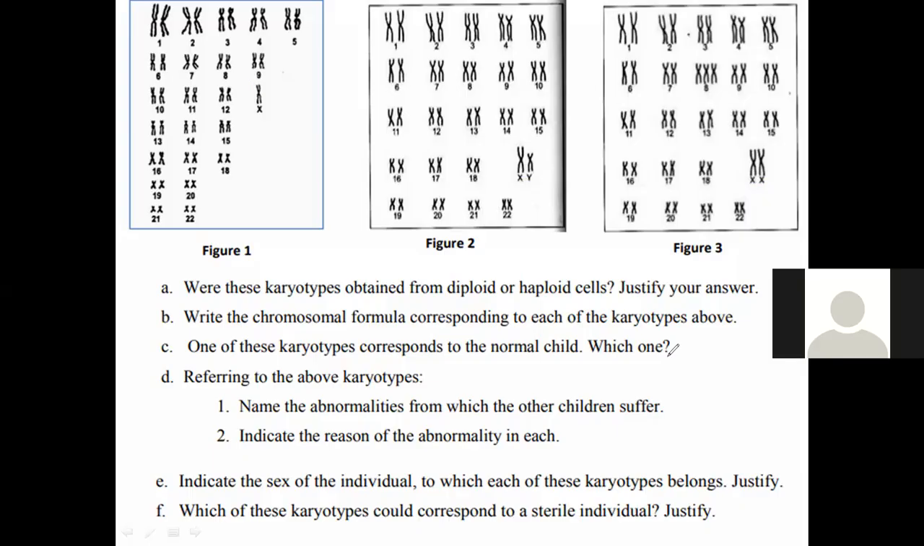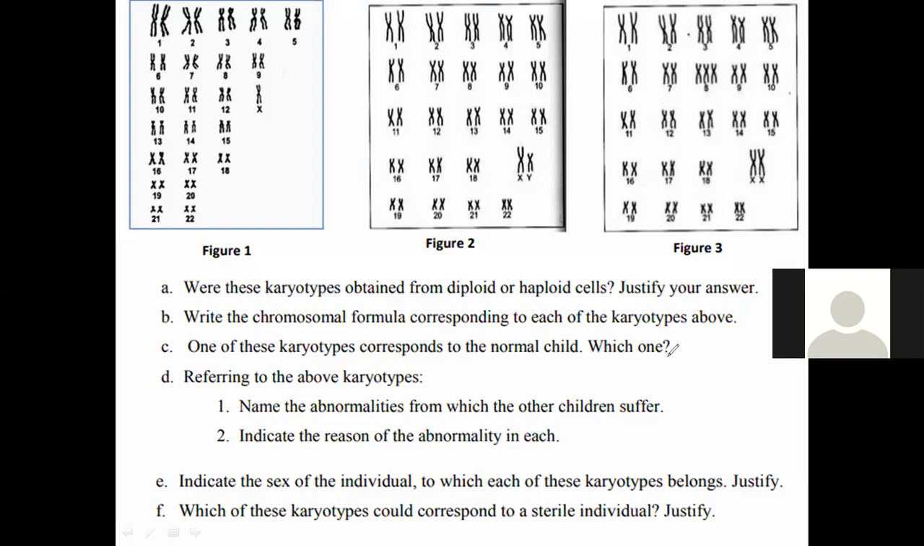Indicate the sex of the individual to which each of these karyotypes belongs. First figure, it has only one X chromosome, so it belongs to a female. Then figure 2, it has XY as sex chromosomes, so it belongs to a male. And figure 3 belongs to a female since it has 2 X chromosomes.